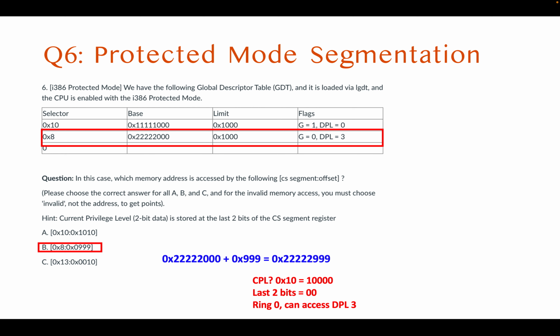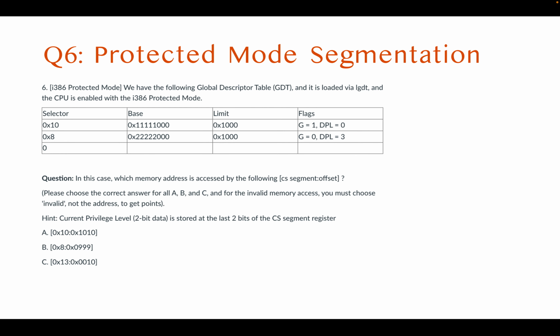And then the next is checking the current privilege level and the data privilege level. The data privilege level is 3, but the current privilege level is written as 8 with a trailing 0. This is a typo; there should be no ending 0 here because the value is 8, but the result is the same. The last 2 bits are 0, so the current privilege level is ring 0, so it can freely access DPL 3. So this address is valid, and we can access it. And then the last one, 0x13.